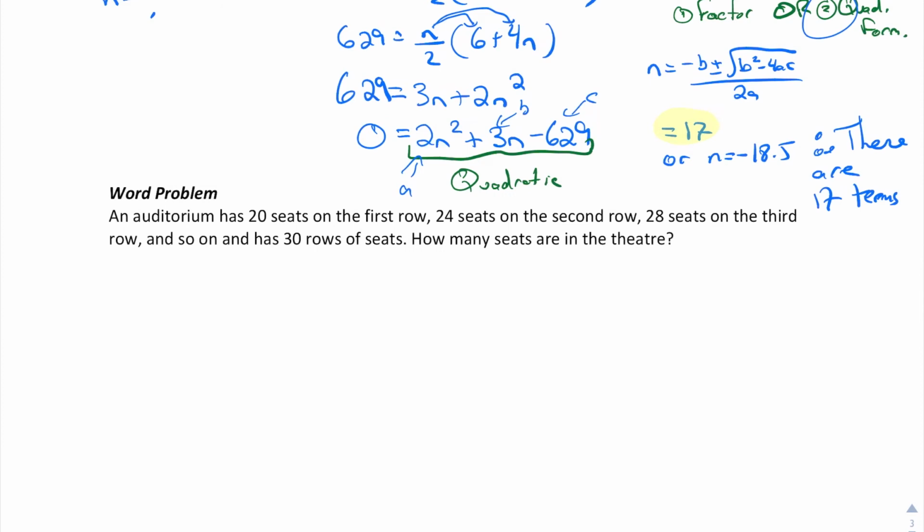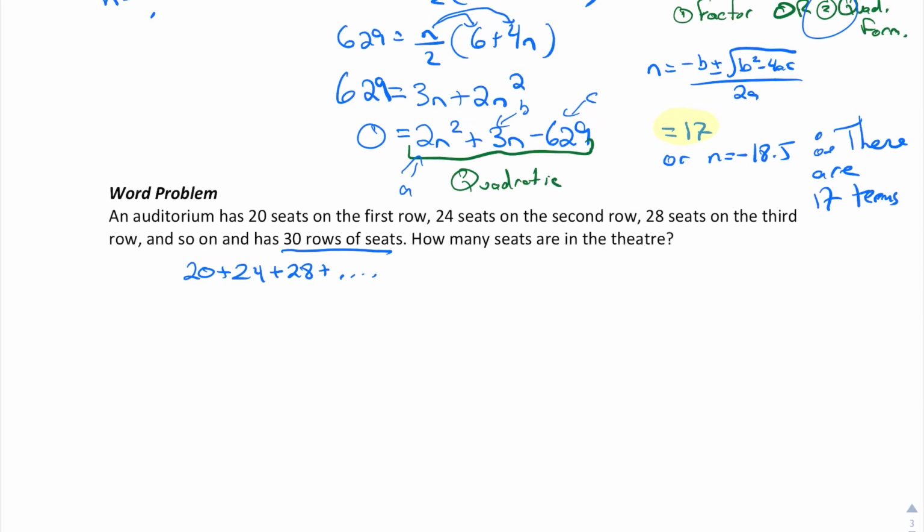So the next one's just an application problem, where I don't know if you've ever been at a concert or theater and you look around and you're like, how many people are in here? And you try to estimate how many there are. Well, now you kind of have a way to do this. This one says an auditorium has 20 seats in the first row, 24 in the second, and 28 in the third, and so on. And it has 30 rows of seats. How many seats are there in the theater?